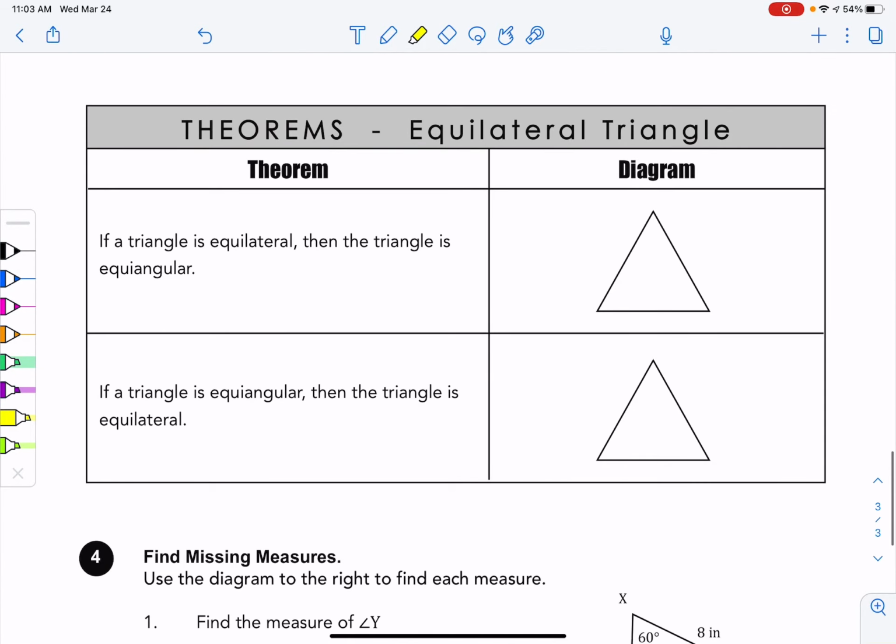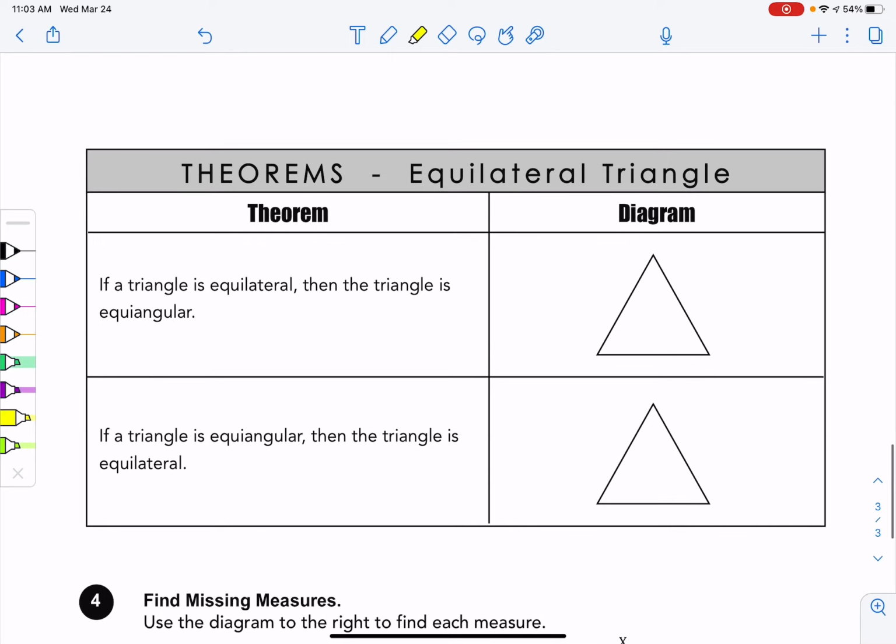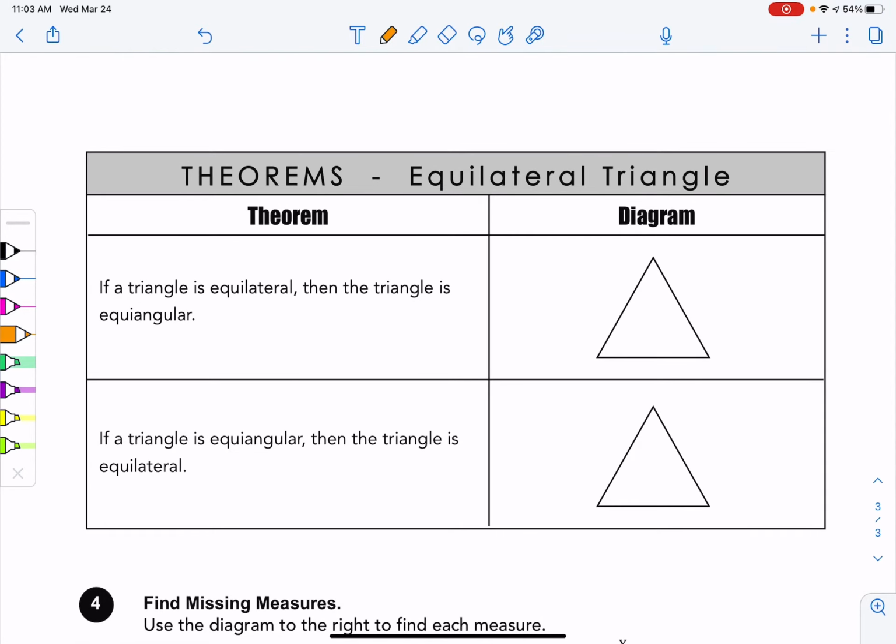And now moving on to equilateral triangle theorems. So equilateral triangles are still a form of isosceles triangles. I'm going to make that as a note.